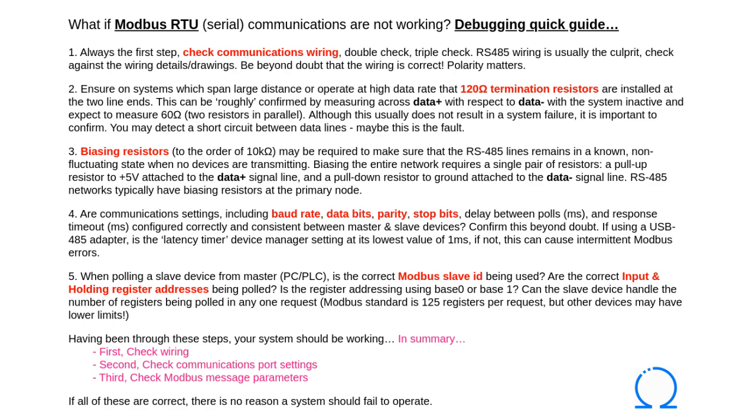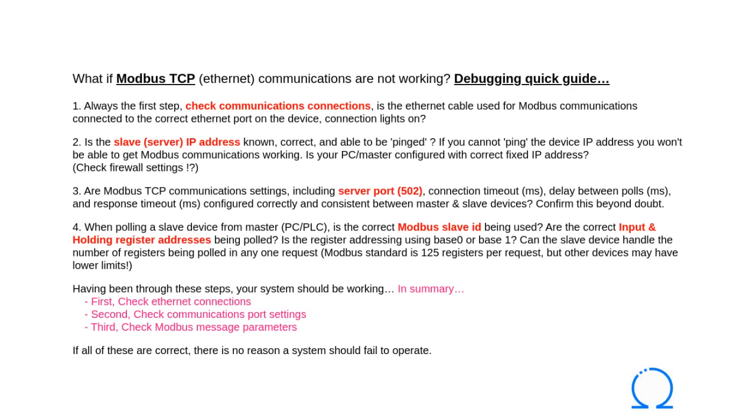Some Modbus RTU debugging tips and tricks are noted here, including checking wiring, termination resistors, biasing resistors, communication settings, and Modbus data settings. Some Modbus TCP debugging tips and tricks are noted here, including checking wiring, IP address, TCP port number, communication settings, and Modbus data settings.